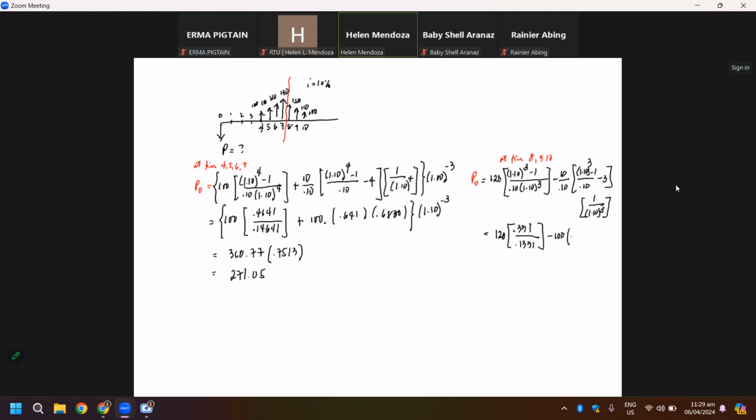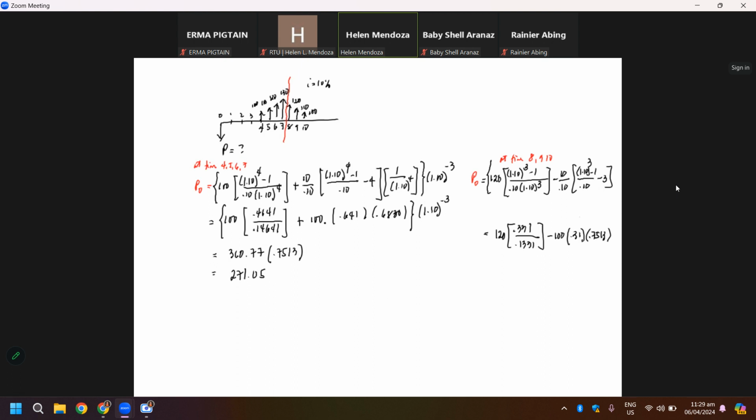Multiplier is 0.31. Multiplier is 0.7513. But when we take a look at the value, we would see that we are working at time 7. And since the intention is to take the value at time 0, there is a need also for us to discount the value to time 0. So therefore, we would have this multiplied by, inurong ko lang kasi walang space.